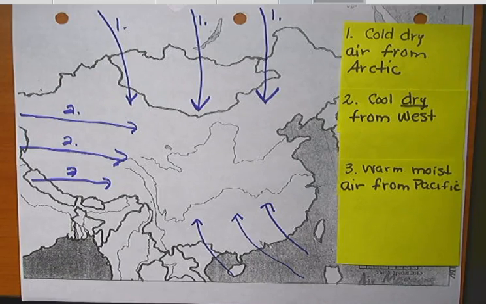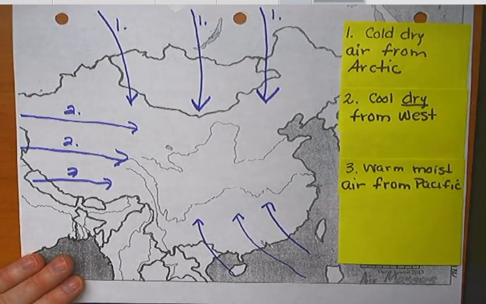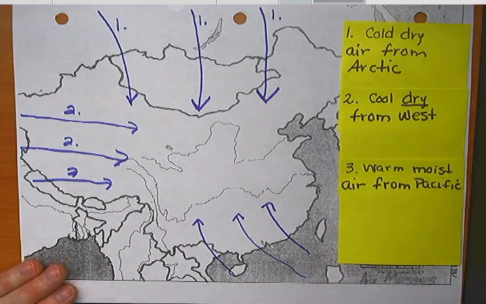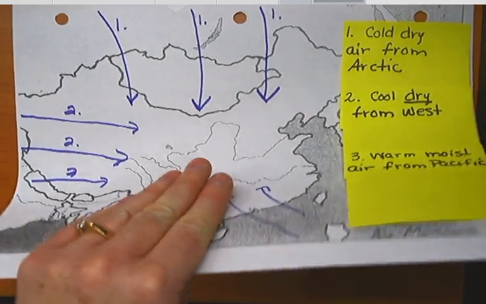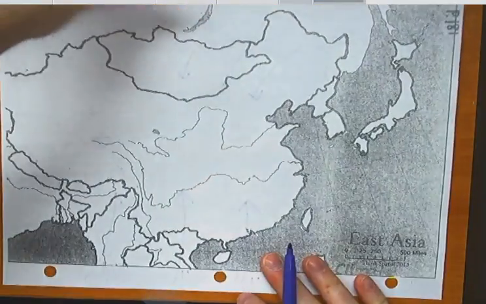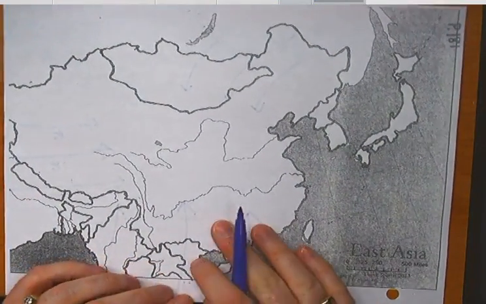So down here is the equator. We have pretty warm temperatures year-round. So this is the different air masses and how they affect the climate of East and Southeast Asia. Turn your map over and we will continue working on the next map, East and Southeast Asia climate.